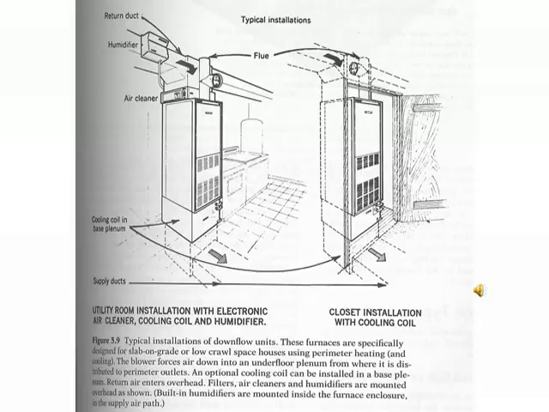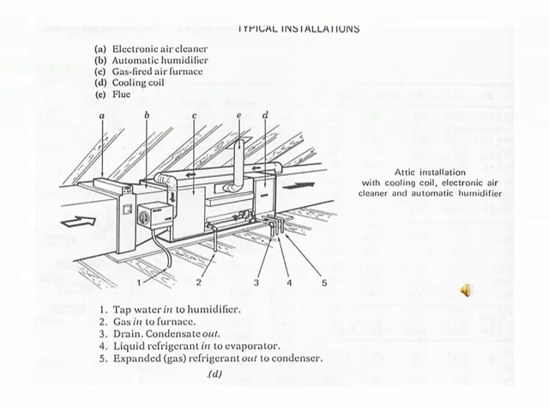This is a typical installation. This one includes the electronic air cleaner, automatic humidifier, gas-fired air furnace, cooling coil, and flue, and also tap water into the humidifier, gas into the furnace, drain, condensate out, liquid refrigerant into the evaporator and expanded gas refrigerant out to the condenser. So those are the components of the air handling units.